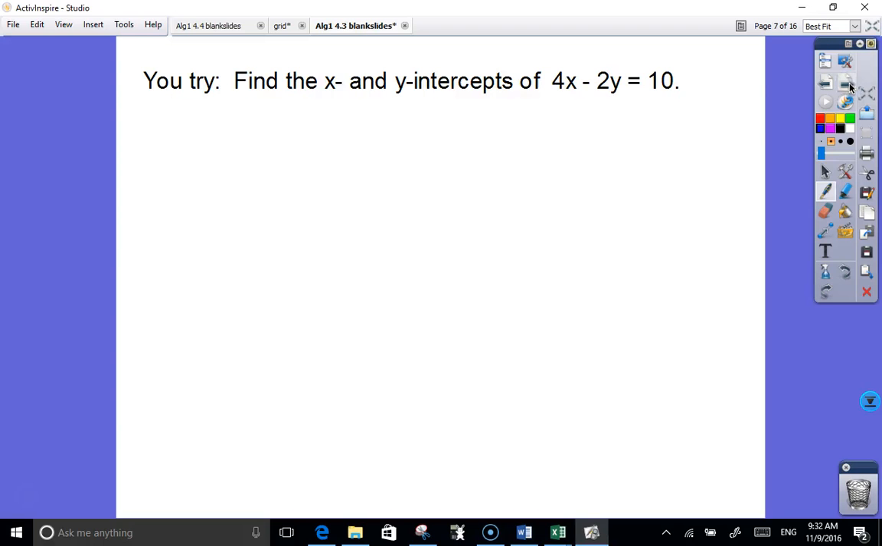Okay, try that one. Okay, what'd you get for the y-intercept? The y-intercept is negative 5, right? Again, I don't need this here. Just what is negative 2y equals 10? Divide by negative 2, y equals negative 5. Right?